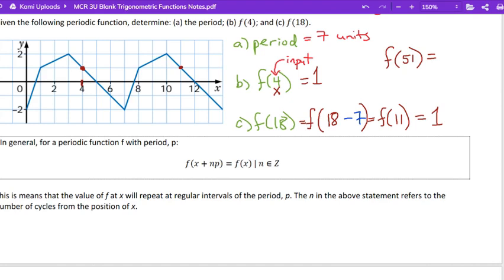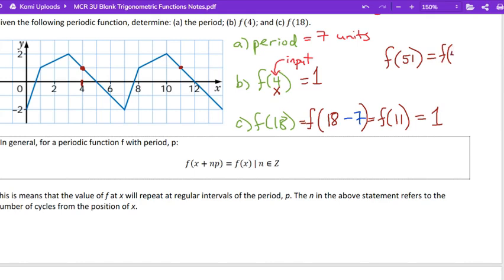Pardon? 1 is way too far. You only have to go as far as 14. Okay, so f of 51 minus 7. Okay, I'm going to do this in my head. 44. 44 minus 7 is 37. 30 minus 7 is 30. Minus 7 is 23. Minus 7 is 16. Minus 7 is 9. Yeah?